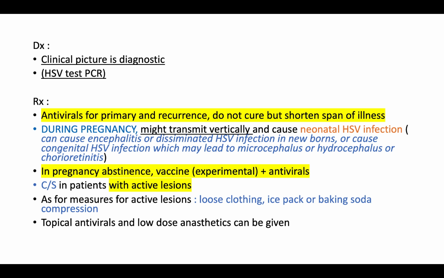So take a lady with HSV. She acquired it through college. Now she is older and wants to have children. What do you do for her? You have some options. Abstinence in pregnancy may work. Antivirals, luckily, can be used and are not teratogenic, but have to be used under care.